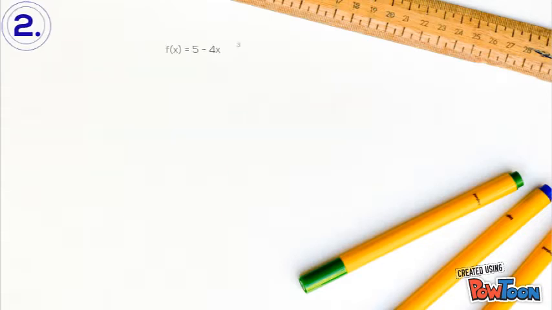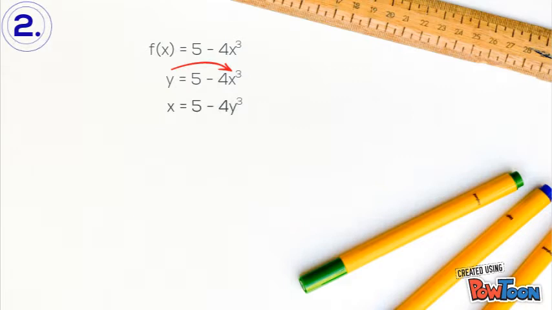Number 2. f of x is equal to 5 minus 4x cubed. It will become y is equal to 5 minus 4x cubed. Interchange the x and y variables, resulting to x is equal to 5 minus 4y cubed. Transpose negative 4y cubed to the left side of the equation and x to the right side of the equation, making 4y cubed is equal to 5 minus x.